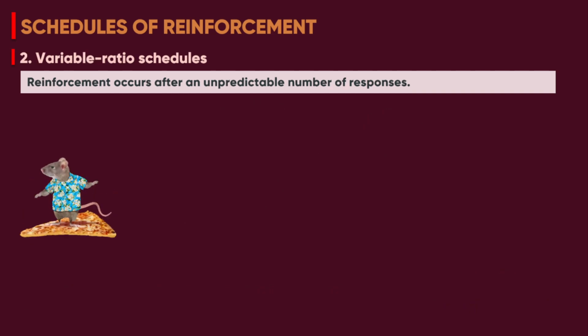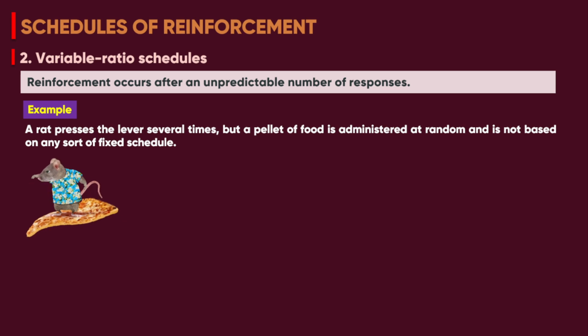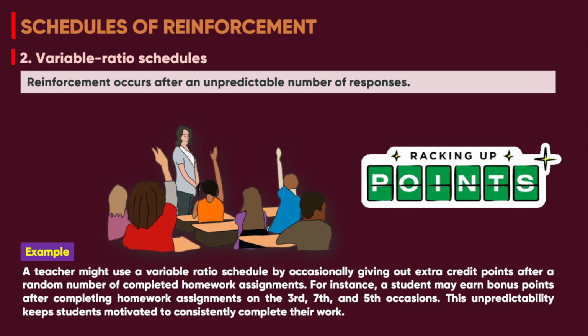In variable ratio schedules, reinforcement occurs after an unpredictable number of responses. As for example, a rat presses the lever several times, but a plate of food is administered at random and is not based on any sort of fixed schedule. In classroom situation, a teacher might use a variable ratio schedule by occasionally giving out extra credit points after a random number of completed homework assignments. For instance, a student may earn bonus points after completing homework assignments on the 3rd, 7th and 5th occasions. This unpredictability keeps students motivated to consistently complete their work.